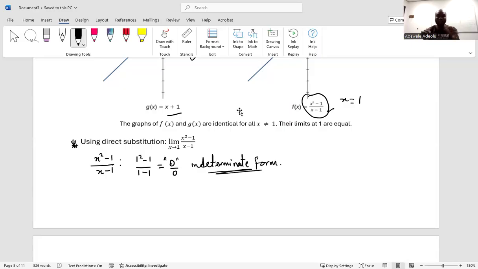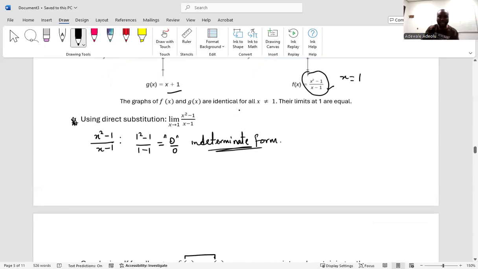Indeterminate form, when we have the form 0 over 0. Please, guys, 0 over 0 is not 0, and 0 over 0 is not 1. Okay? So we call it a form. It is an indeterminate form. And that should make sense to you because we can't even divide by 0.